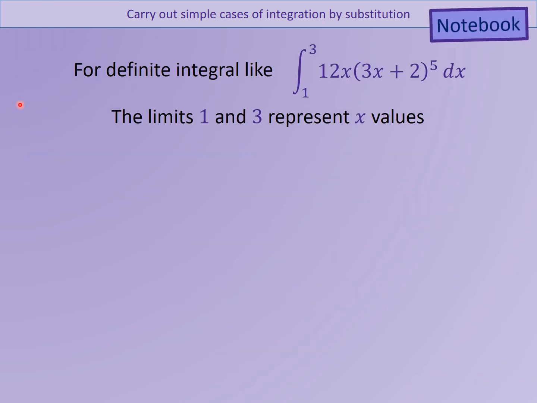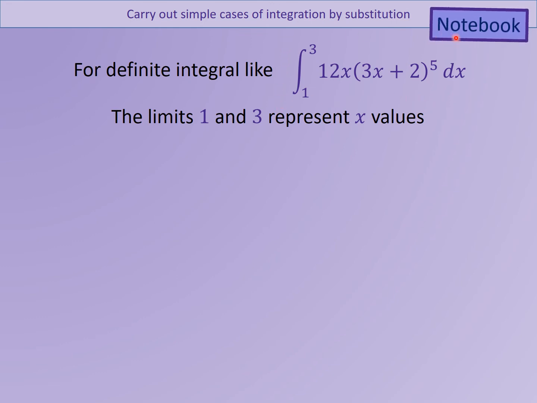Now I just want to mention a little bit about definite integrals. A definite integral is one where you have a pair of limits, as opposed to just finding a general integral like you've been doing. If you have a pair of limits and need to solve a definite integral, you would solve the integral, then substitute in the upper limit and subtract the lower limit. This is exactly the same when you do integration by substitution, except you need to be wary of something.